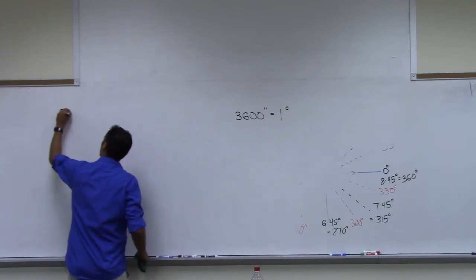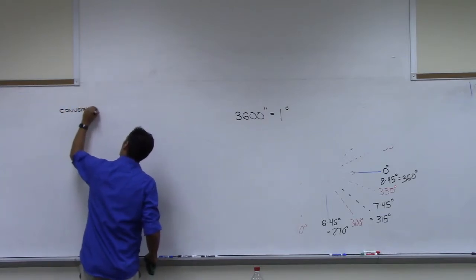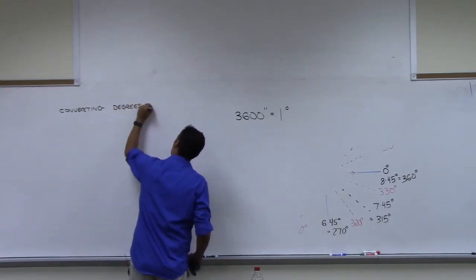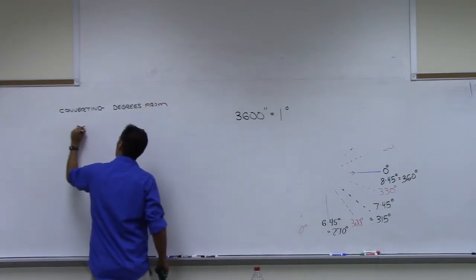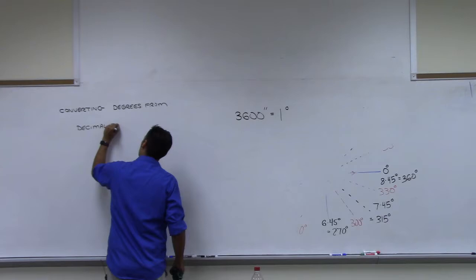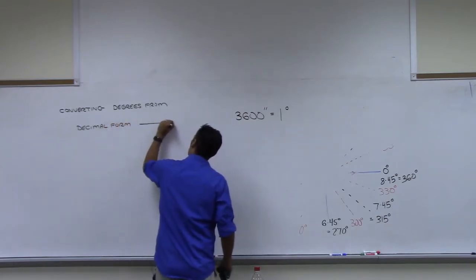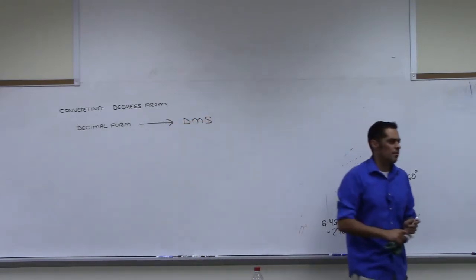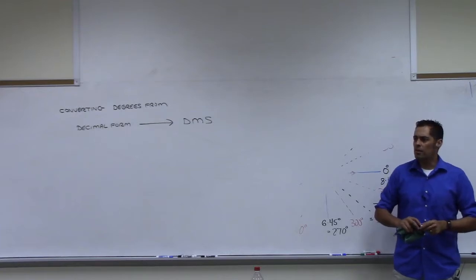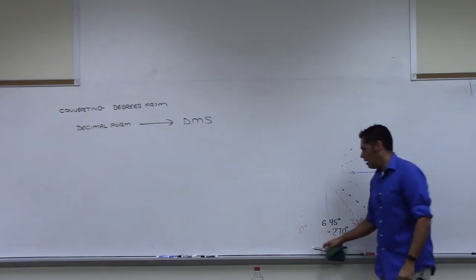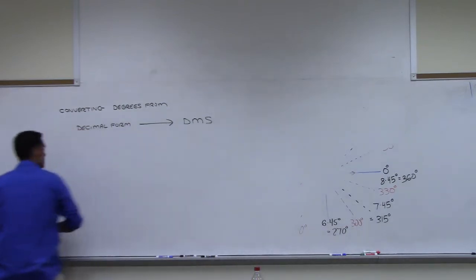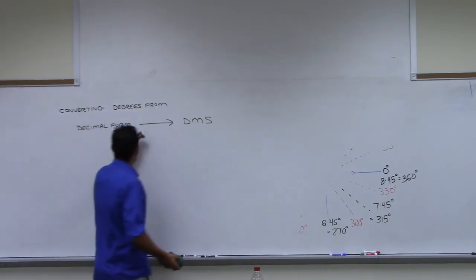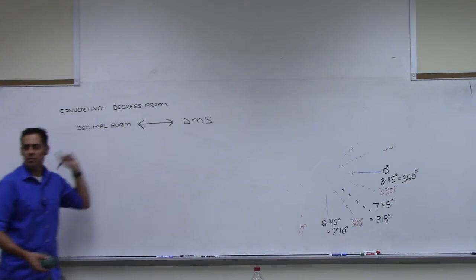So converting degrees from decimal form into degrees, minutes, seconds. I'm putting DMS there. A lot of books use just DMS so that you understand degrees, minutes, seconds. I'm not trying to be super lazy. We want to be able to convert from decimal form to degrees, minutes, seconds, and the other way around. So notice I put arrows going both directions.